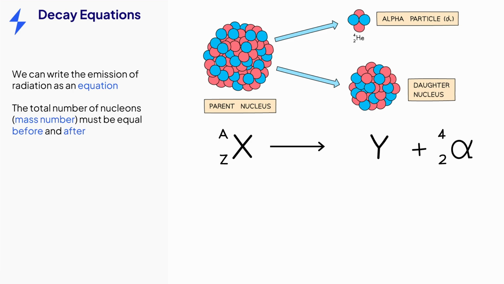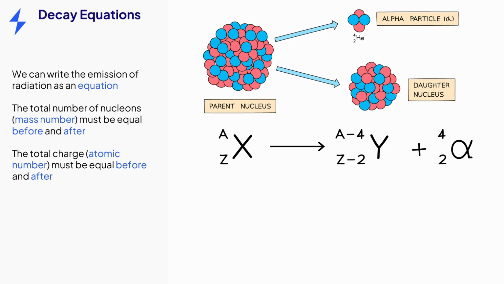An important rule of decay equations is that the number of nucleons is conserved in a decay, so the total mass numbers before and after must be equal. The initial mass number was A, so to make the final mass number A, the daughter nucleus will have a mass number of A minus 4. Similarly, charge must be conserved. This means the atomic numbers either side of the arrow must be equal. This makes Y's atomic number Z minus 2.